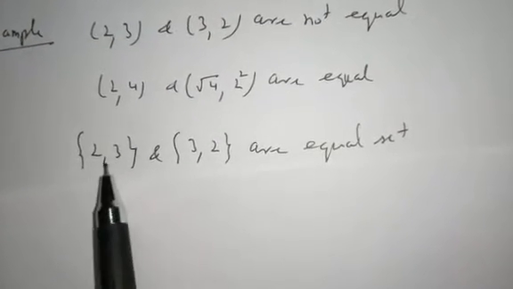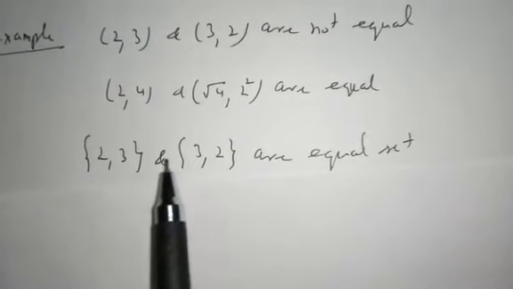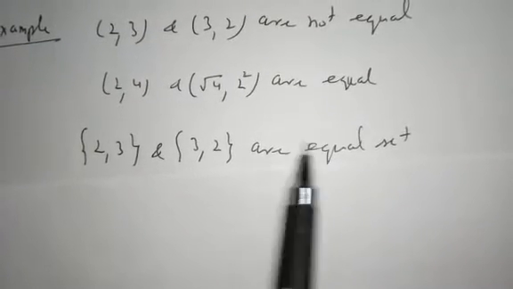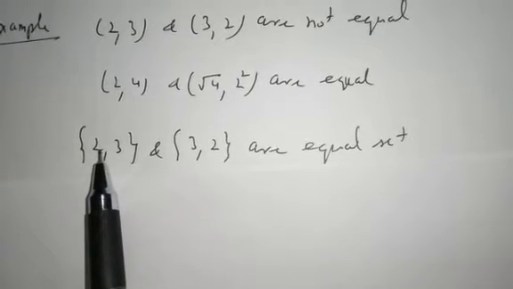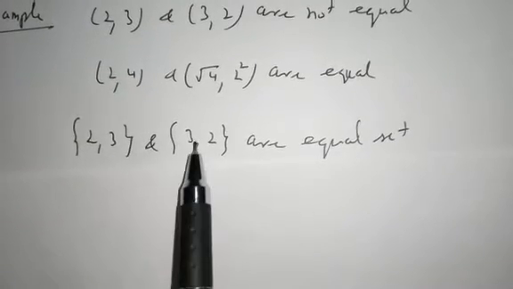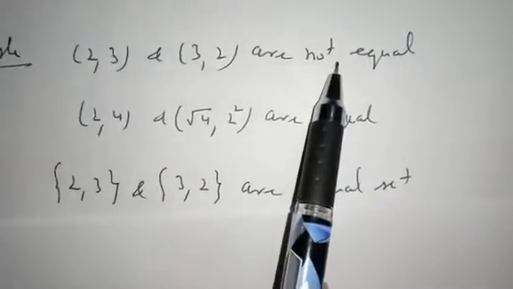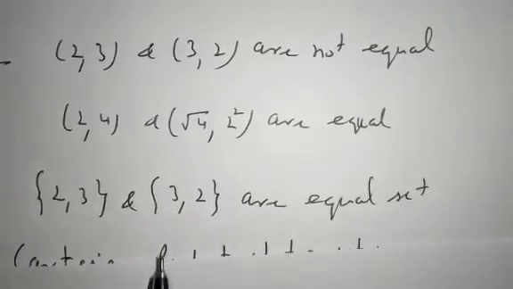This is not an ordered pair, since a curly bracket is here. So this is the set {2, 3} and this is the set {3, 2}, but these two sets are equal because in sets the position of the elements has no value. We only consider the elements in a set. The ordering of the elements we do not consider. So that's why these two sets are equal, but the two ordered pairs are not equal. In an ordered pair we use small brackets, in sets we use curly brackets.